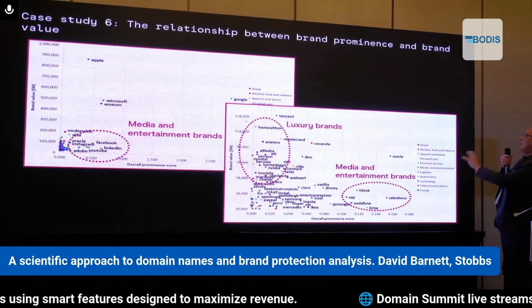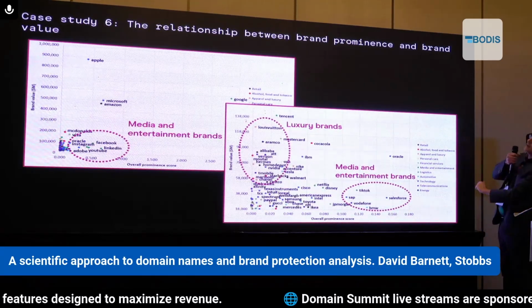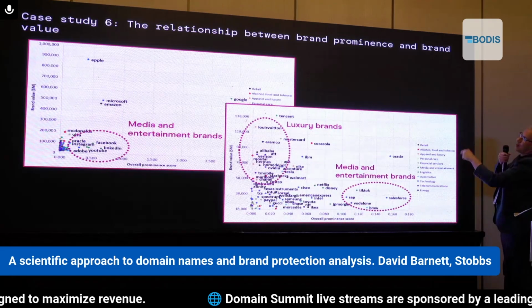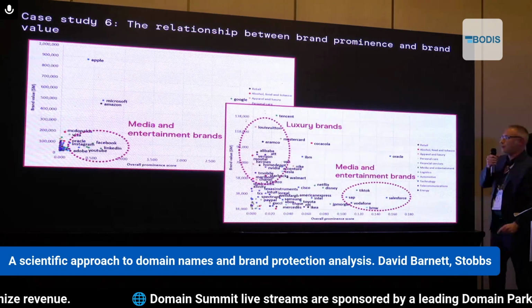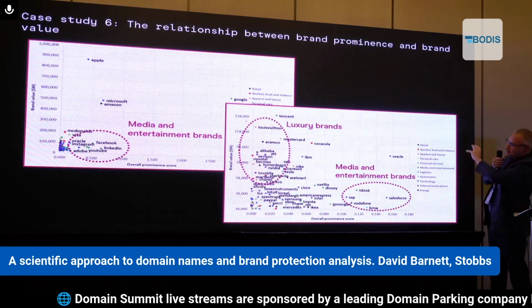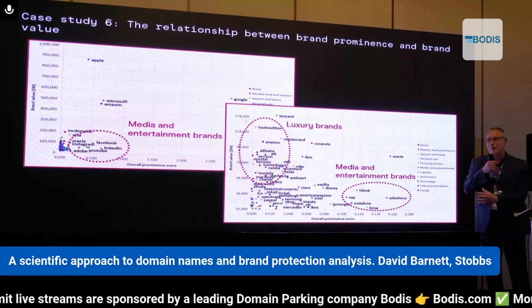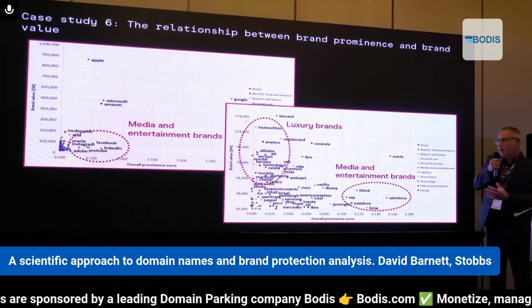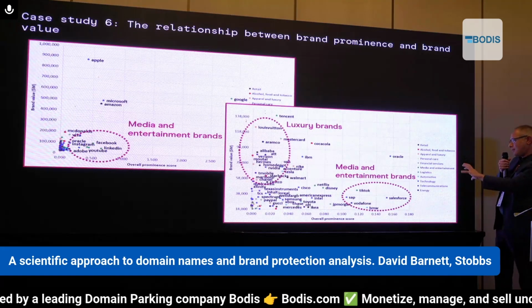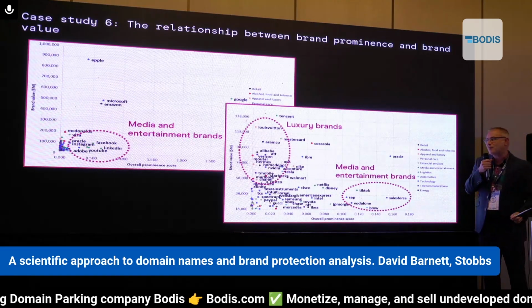Now, these two graphs are showing the same thing. The bottom right one is just a zoom in of the top left one. What you can see is there is a very weak correlation between the two. In general, the more prominent brands tend to be the more valuable brands, but there are some exceptions. And this tells you a little bit about how the brands are being represented online.